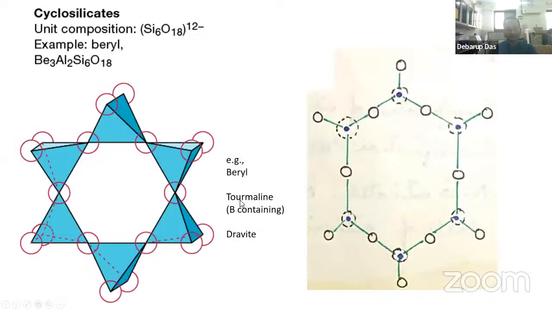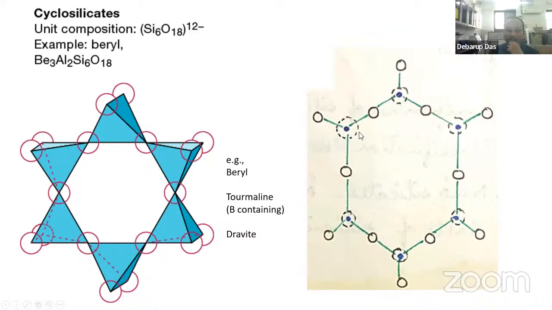Next is cyclosilicates. In cyclosilicates, each of the tetrahedra shares two oxygen atoms. Please remember this. Each of the tetrahedra shares two oxygen atoms with its adjacent tetrahedra. You can find this tetrahedra sharing one oxygen here and one oxygen here. This is a three-dimensional structure. If you draw it like this, it is very simple. The blue dots are the silicons and the black circles are the oxygens. And these green lines show the bonds.